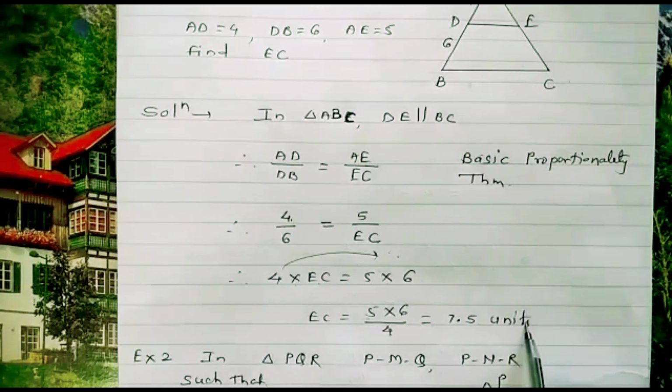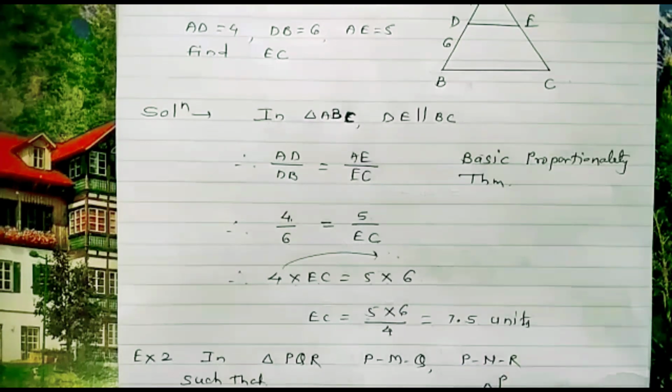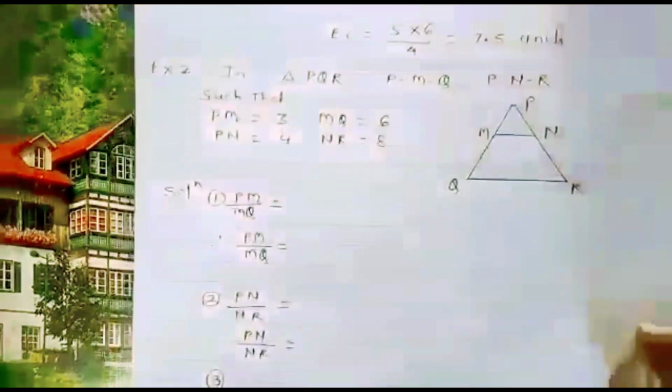Here in the triangle, a line is given parallel, sides are divided in 4 parts. Out of those 4 parts, values of 3 are given. So to find the fourth value, we'll use the basic proportionality theorem. So let us solve the second example.